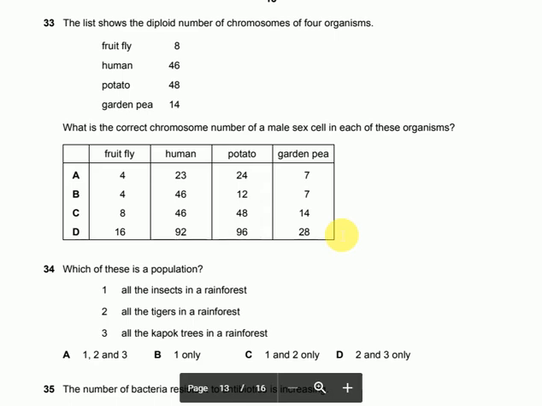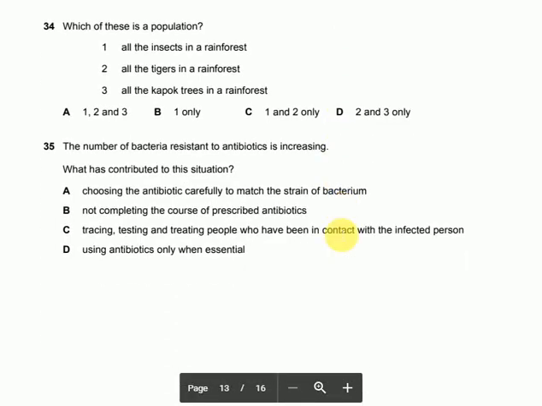Biology MCQ is actually not that hard. It's pretty easy. The theory paper gets kind of difficult. Yeah.